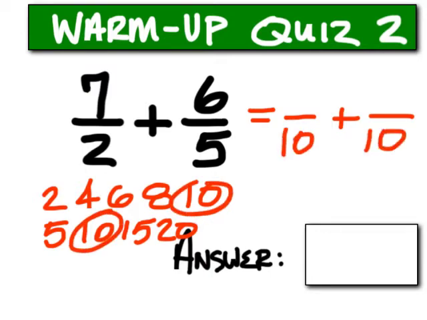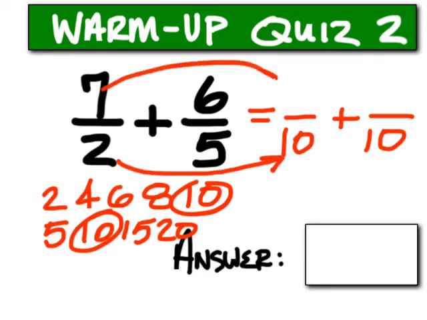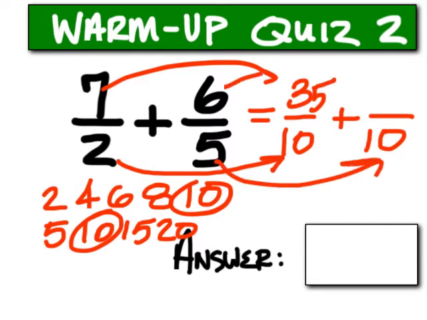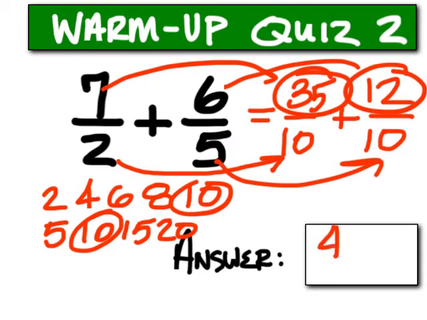So I have to multiply 2 by 5 to get 10, so 7 times 5 is 35. And 5 times 2 is 10, so 6 times 2 is 12. 35 plus 12 is 47. Over 10 is the final answer.